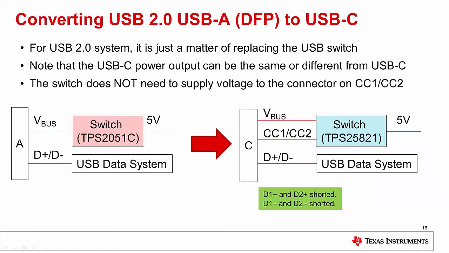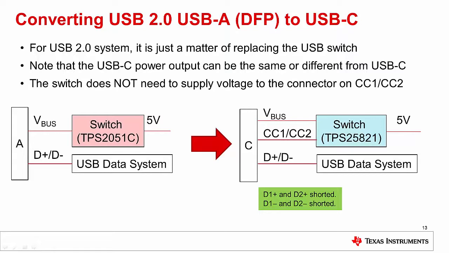So now let's look on the other side on the USB Type-A system if we want to convert it to be a USB Type-C system. And let's start again with the USB 2.0 system, where it's actually just a matter of replacing the USB switch. In a traditional Type-A system as shown on the left-hand side, there's a current limiting power switch, and then there's your data system. In the Type-C, it's the same way.